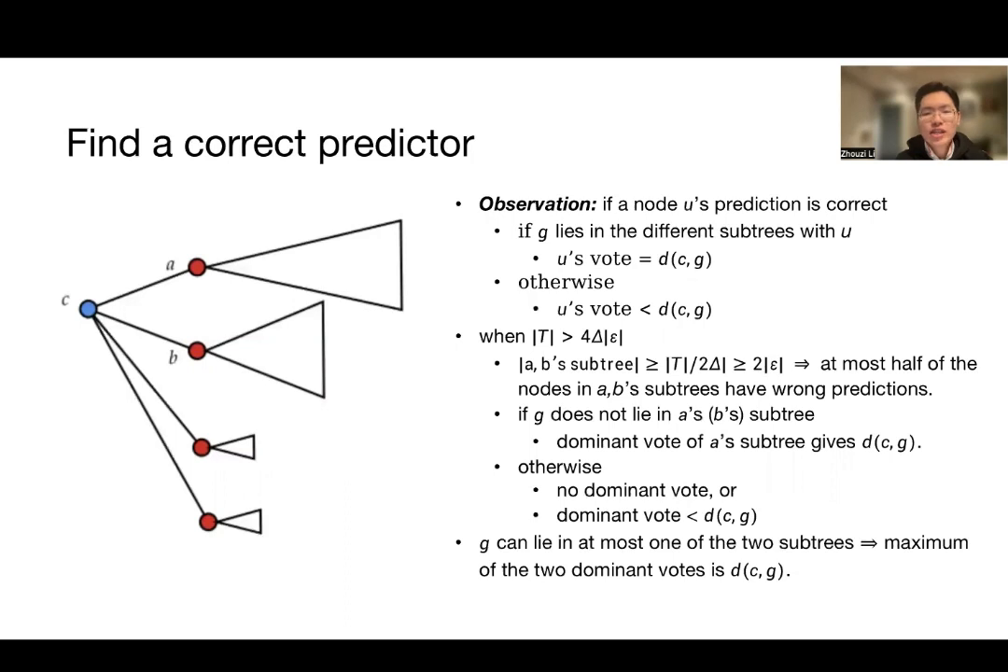Now we can see the proof. We state the complete observation here. For any correct node U, if G lies in a different subtree from U, V's volt is just the distance from C to G. Otherwise, the volt is smaller. When the tree explored is large enough, at most half of the nodes in the A and B subtrees tell a lie. So either the A and B subtrees do not have dominant volts, or the dominant volts tell the truth. If G is not in A's subtree, then by the observation, the volt is just the distance. Otherwise, the dominant volt does not exist or is smaller than the distance. Since G can lie in at most one of the two subtrees, we take the maximum of the two dominant volts, and we can get the distance from C to G.